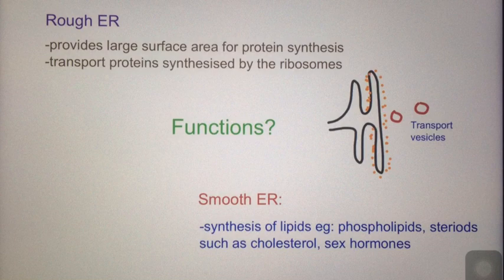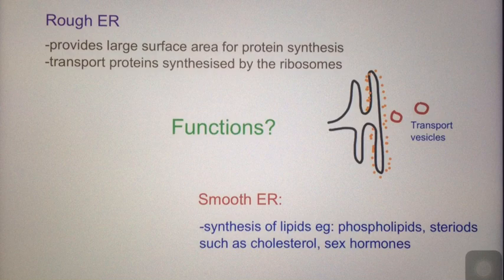Rough ER transports proteins. After the synthesis of a polypeptide chain at the ribosome is completed, the protein will be transported by the rough ER and packed in a transport vesicle in order to be transported to the Golgi apparatus for further modification.